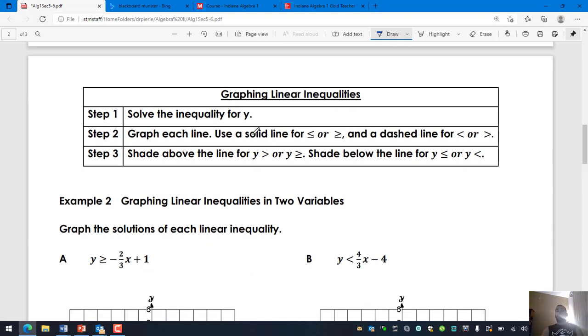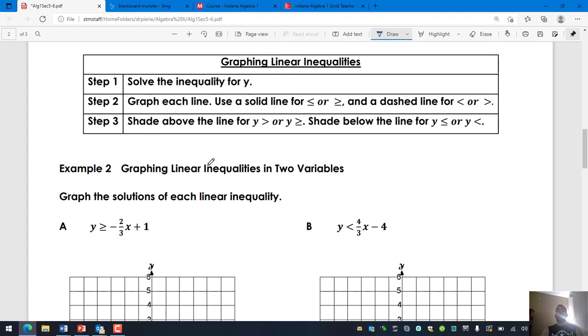So what are the steps for graphing linear inequalities? First step is to solve the inequality for y. Get y all by itself. Then we have to ask ourselves, what's the texture? Is it solid or is it dashed? Then ask yourself, where is the shade? Is it above or is it below?